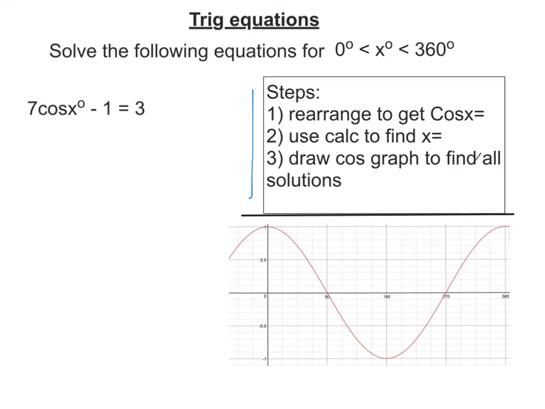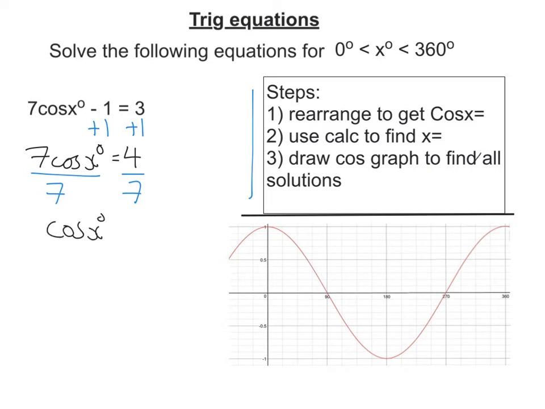So I'm going to first add 1 to both sides. So we're going to get 7 cos x is equal to 4. And then I'm going to divide everything by 7. So we get cos x is equal to 4/7.